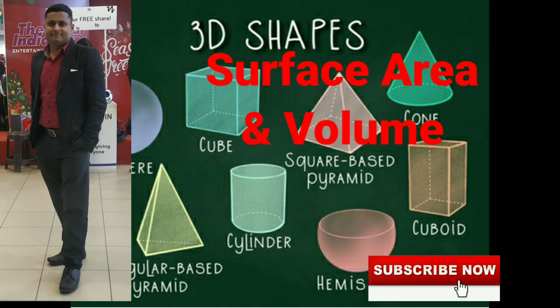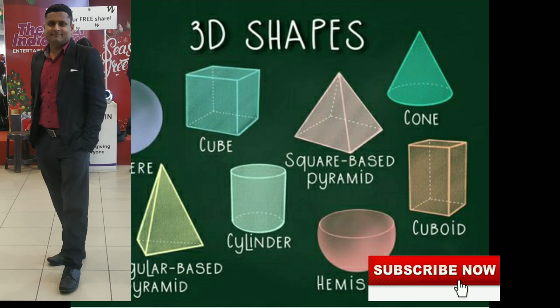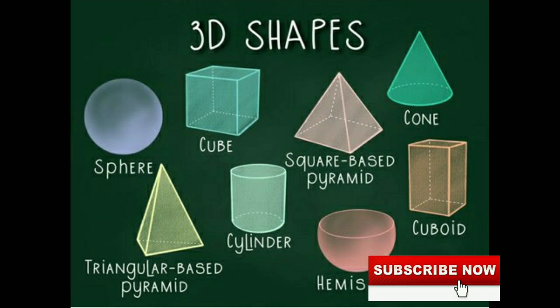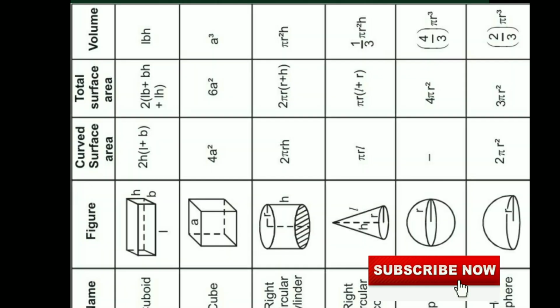So now first one is rectangle. Suppose A and B is the side, A is the length and B is the breadth. So the perimeter of the rectangle will be 2 into A plus B and area will be A into B, that is length into breadth. Now square, suppose square is having side A, so the perimeter will be 4 into A, 4 into side, and area will be A square, that is side square.